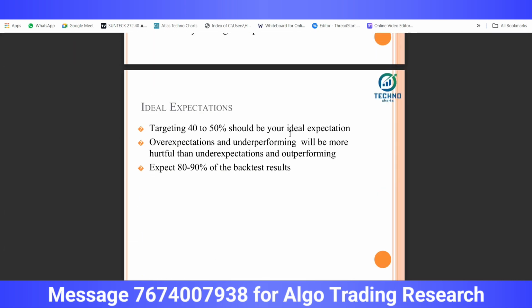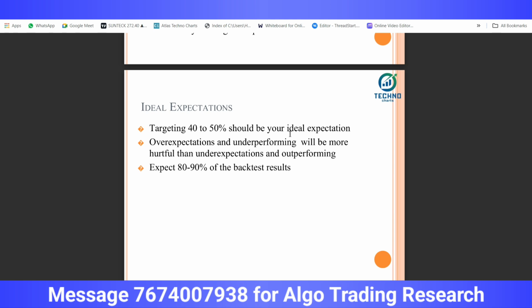Ideal expectation. Now let us come back to ideal expectation of strategies. So ideal expectation should be targeting approximately 35-40% a year with a very minimum drawdown, I would say.